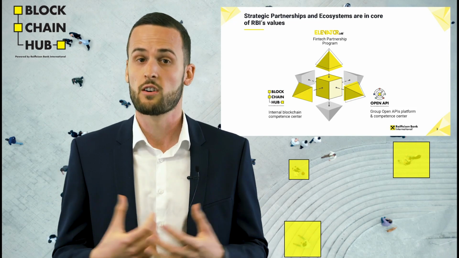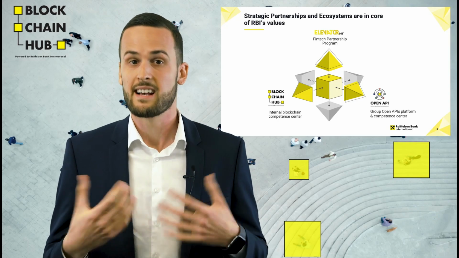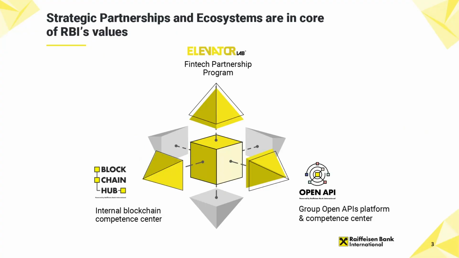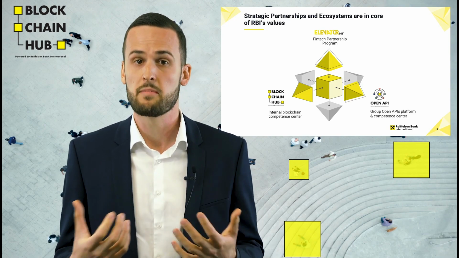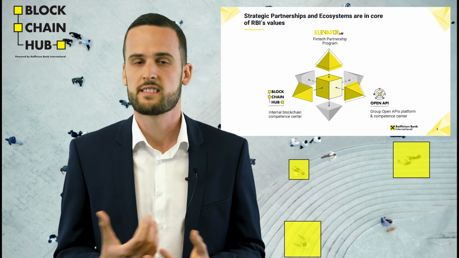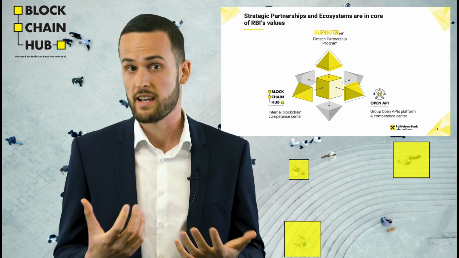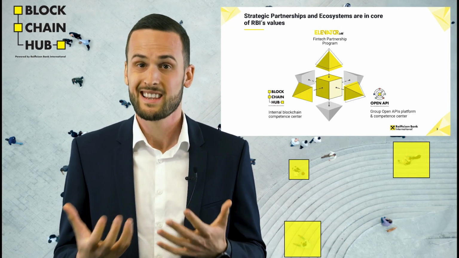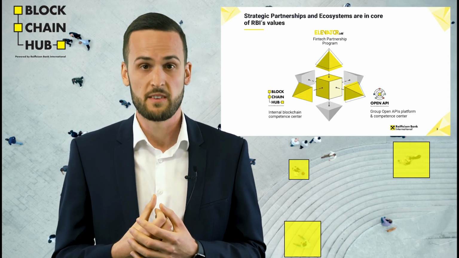And this, of course, also includes driving, monitoring, and steering of blockchain-based initiatives. And as outlined in this slide, RBI Blockchain Hub is one of 3 mutually interlinked pillars of strategic partnerships and ecosystems at RBI. Another pillar is the Open APIs team, an internal competence center responsible for development of APIs, which are in blockchain sense utilized anytime we want to connect our blockchain application to our internal banking system. And last but not least, there is also the Elevator Lab, which is a team responsible for partnerships with fintechs.